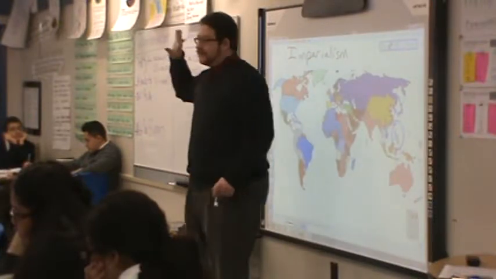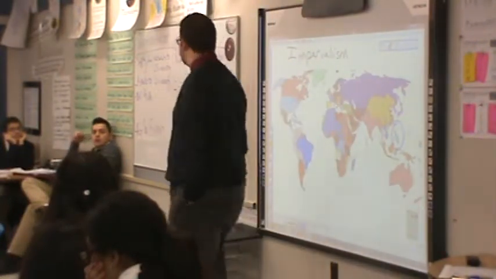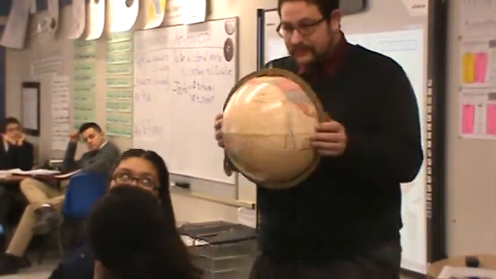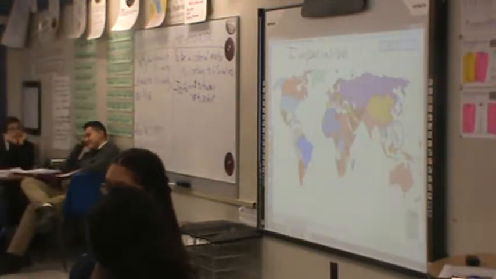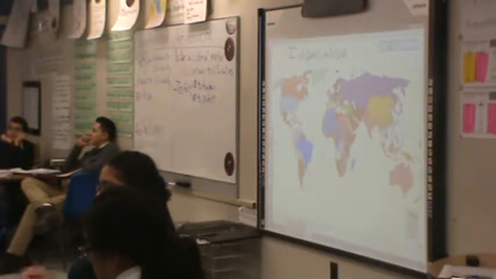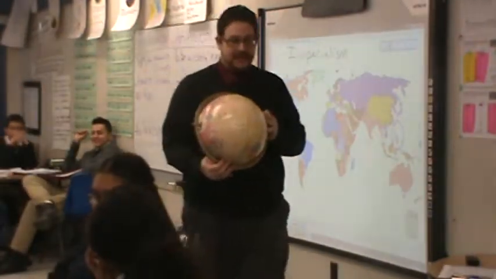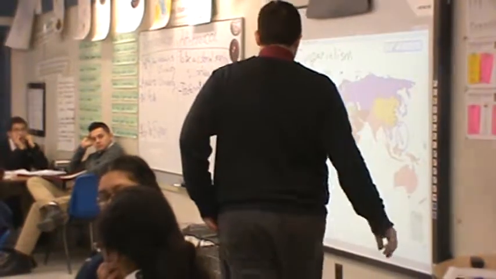Map makers do us a disservice when they show us the world like this, because this map does not make it clear how enormous the Pacific Ocean is. The Pacific Ocean is half the world. Here's a globe. Here's the Pacific Ocean. The Pacific Ocean is half the world. When we look at a map that looks like that, it honestly looks as if Asia is a hop, skip, and a jump away from California. And that is not the case.